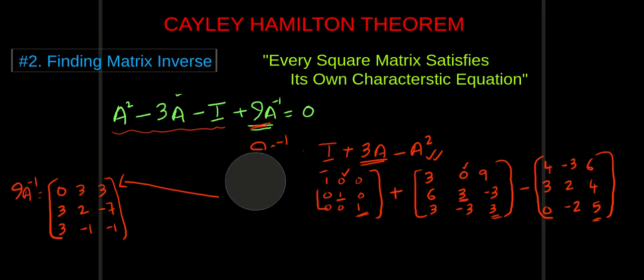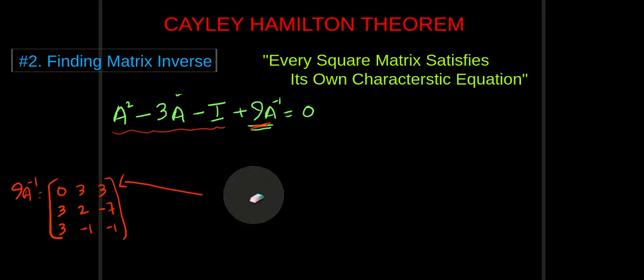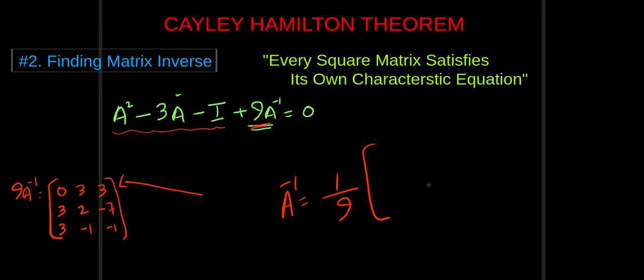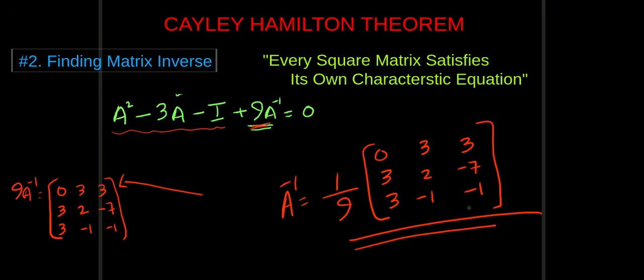So that's it. So we are going to have A inverse is equal to 1 by 9 times 0, 3, 3, 3, 2, minus 7, 3, minus 1, minus 1. That's it. So we learned two different types of problem which they might ask for your exam. One is verification of Cayley-Hamilton theorem, and the second one, how to find matrix inverses using Cayley-Hamilton theorem.